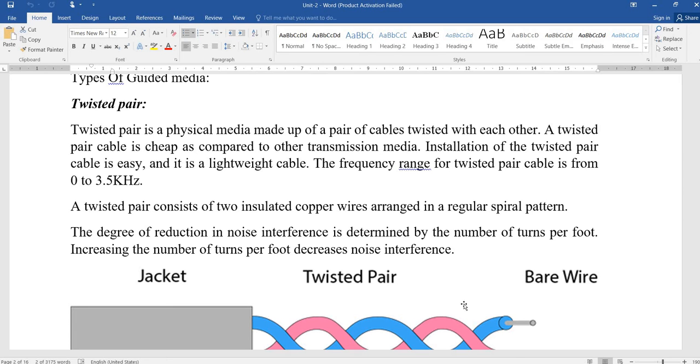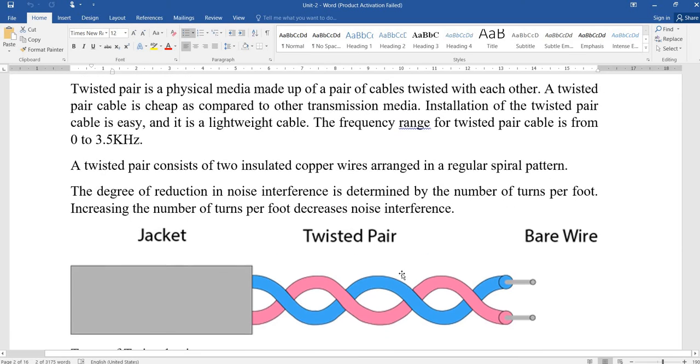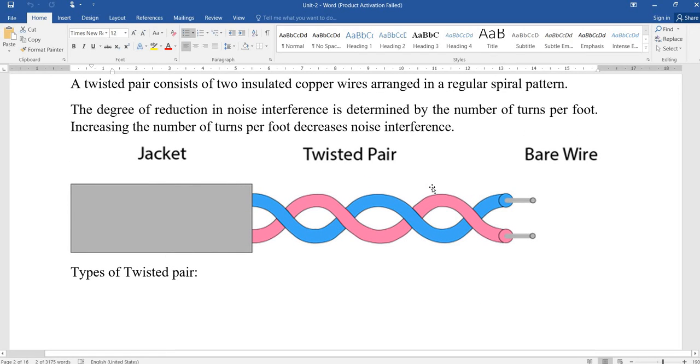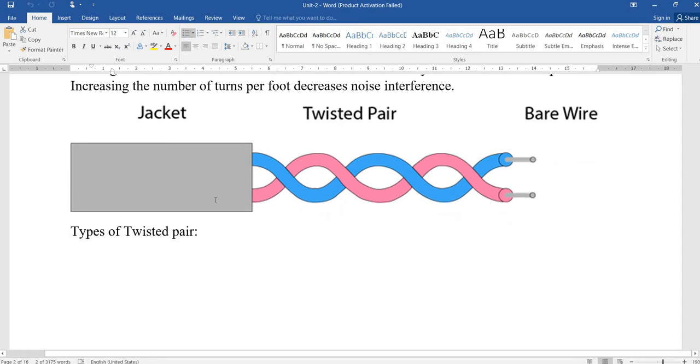Okay, and increasing the number of turns per foot decreases noise interference. Okay, this is very clear that here we have two pairs of cables. Here in the inner core is the copper wire. Here we have insulators. After is the jacket. We are having this plastic jacket.